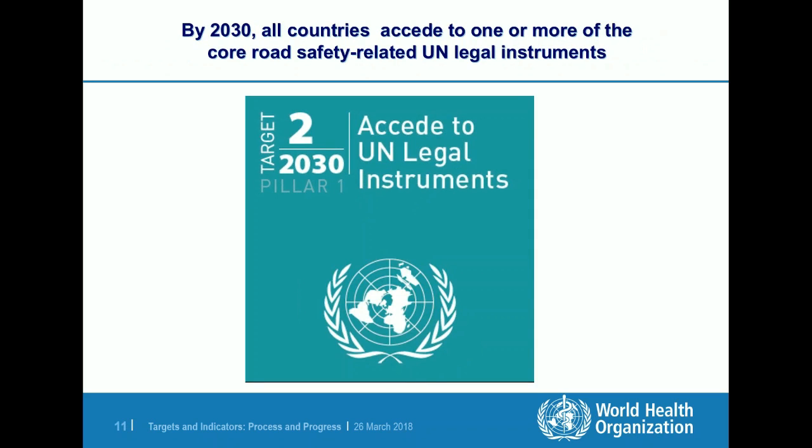Target number 2: all countries by 2030 accede to one or more of the core road safety related UN legal instruments. Over the last 50 years, there have been a number of important UN conventions that relate to road safety. The idea behind this target was that countries should take advantage of what is already in place, and rather than reinvent the wheel or do new things, they should first and foremost see which of these UN legal instruments are relevant to their situation and accede to these conventions as a first step.